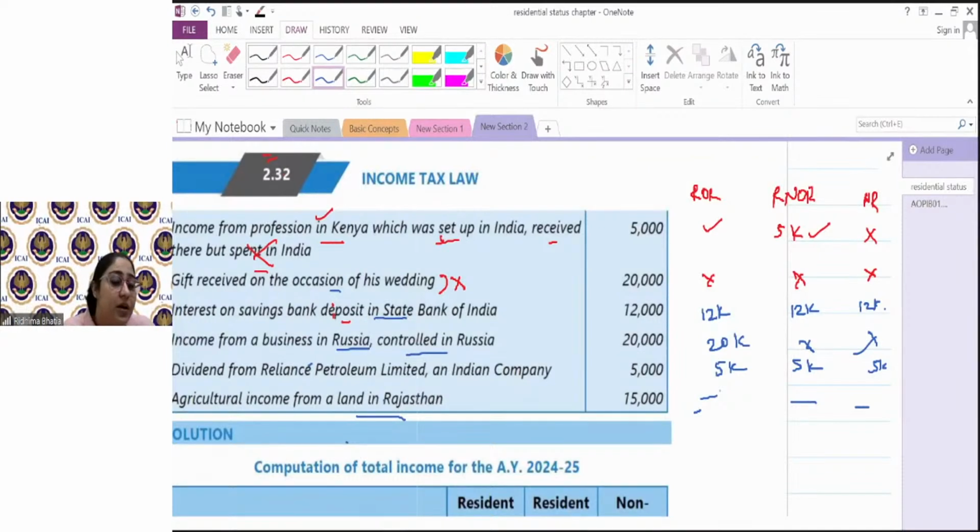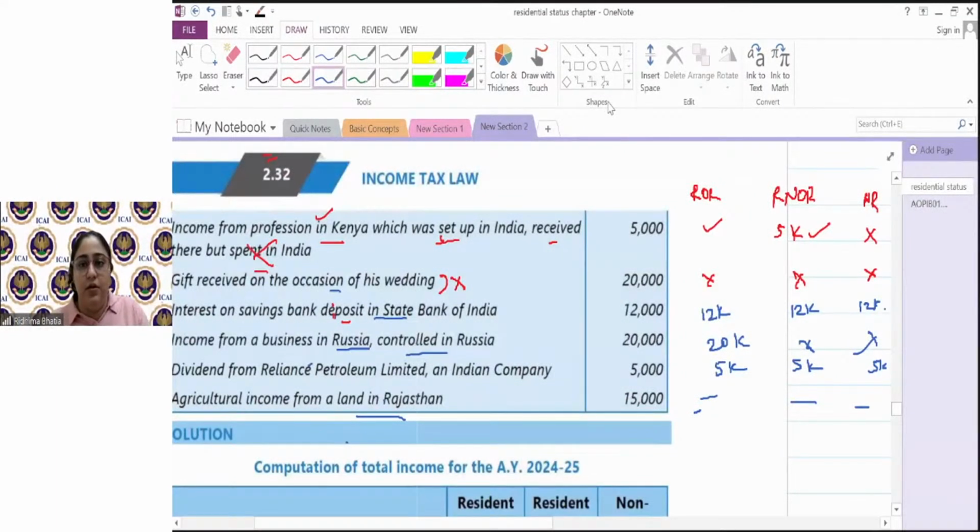Accrued in India में अगर सीधा received in India मिल गया, सब में taxable कर दो. Received in India नहीं मिला, तो देखो accrued in India है या नहीं. Accrued in India है तो सब में taxable कर दो. Accrued in India नहीं है तो non-resident में नहीं होगा, but business and profession है which is set up in India और control from India, तो RNOR में हो जाएगा. Otherwise, all income would be taxable for ROR, but not previous year's incomes which are remitted now. Simple. Got it?